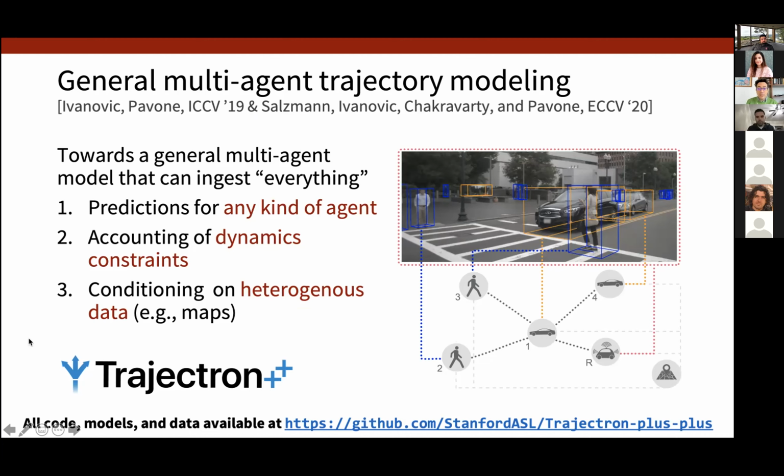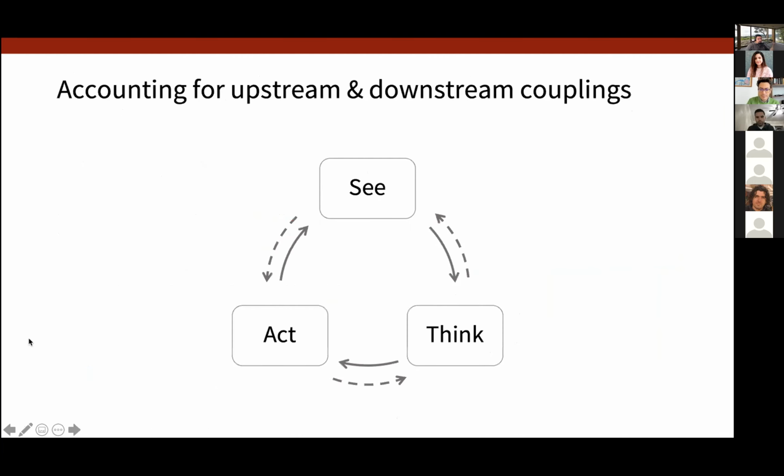vast set of heterogeneous data, from dynamical information, clearly a pedestrian has dynamics different than those of a car, all the way to maps encoding information such as road boundaries and crosswalks, and even human silhouettes to properly predict pedestrian movement. The end result is a Trajectron++, a generative model of human trajectory distributions that yields state-of-the-art performance on a variety of real-world datasets.